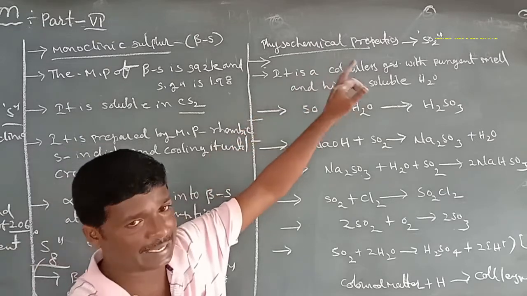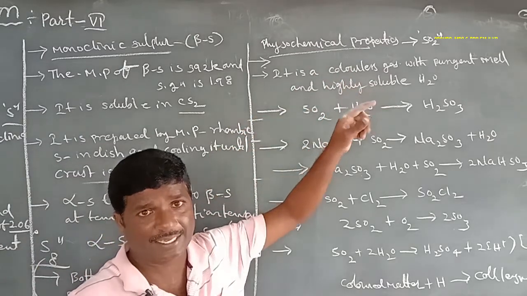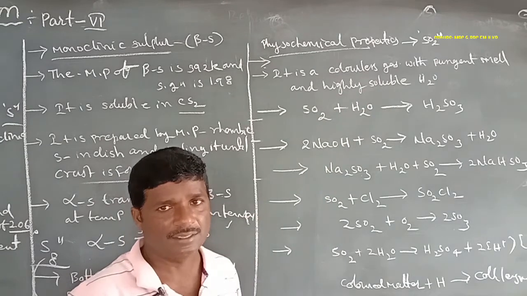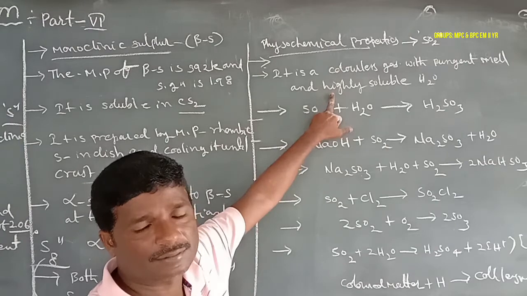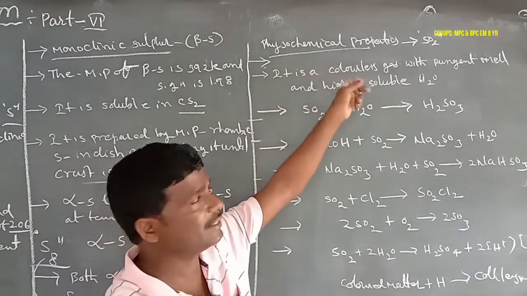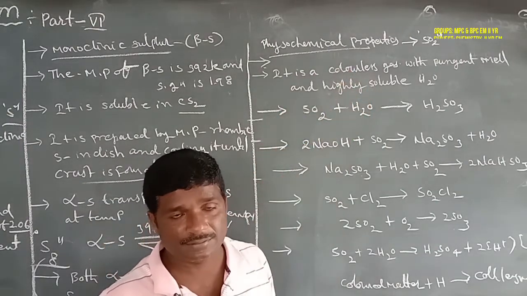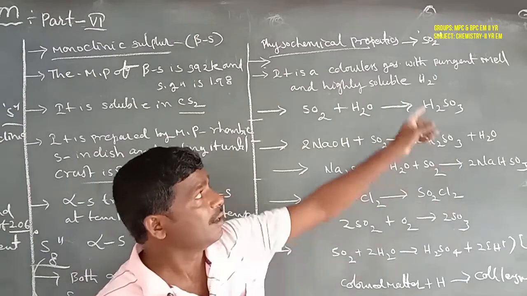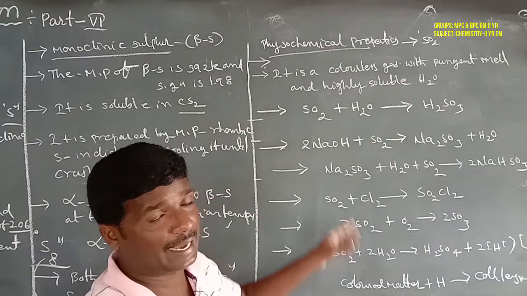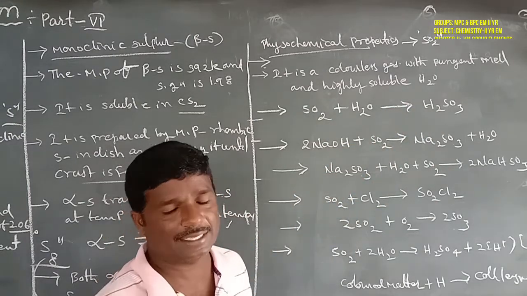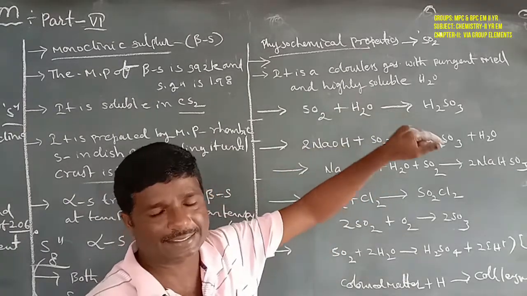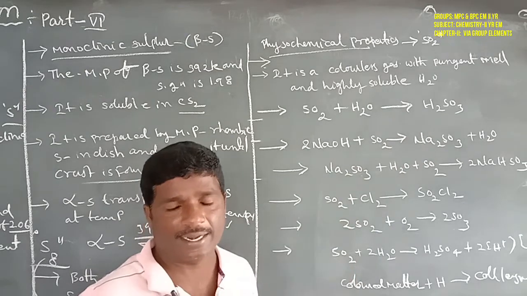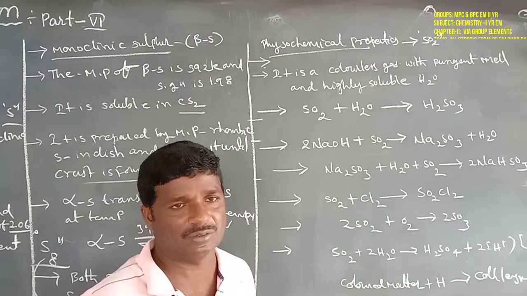Sulfur dioxide is a colorless gas with a pungent smell and highly soluble in water. That is the first property. Sulfur dioxide is a colorless gas with a pungent smell and highly soluble in water.